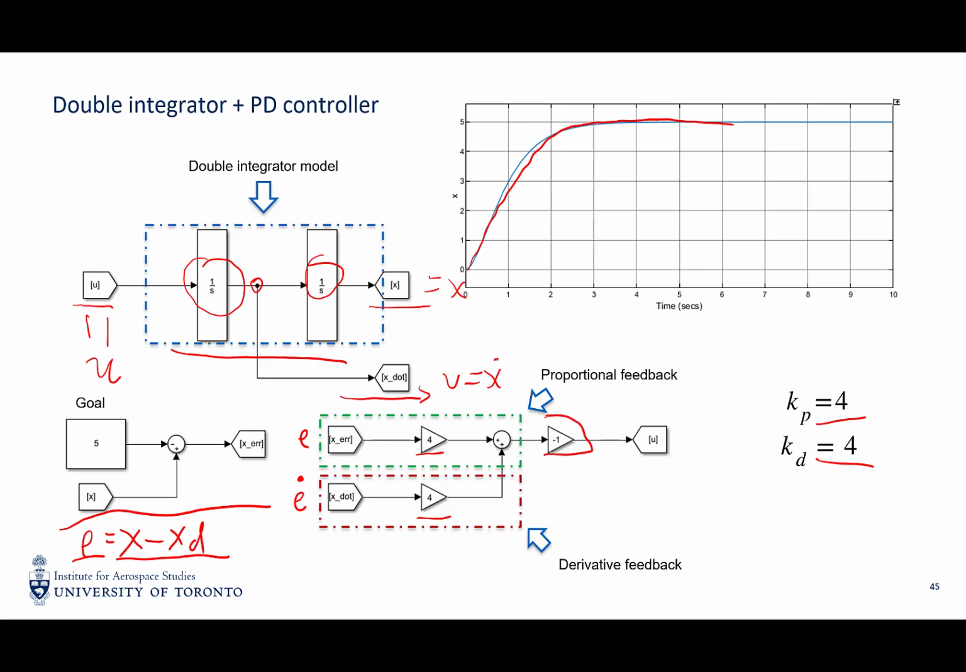And here, because I picked E to be the negative definition from previous slides, you need to add a negative 1 here to convert the positive gain to a negative gain.